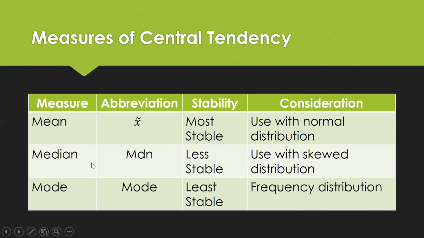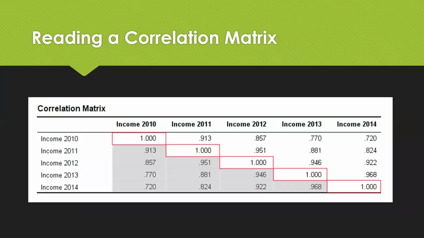Remember the median from your application activity, it's less stable, but we use this with skewed distributions to give a more accurate view of what the middle of a very specific sample was. And then the mode is least stable, and that gives us the frequency distribution of various observations. And this is especially helpful when we're dealing with a categorical variable, and we can talk about it in a frequency distribution. So next we have correlation. Here's a correlation matrix.